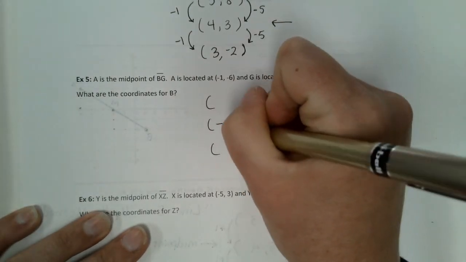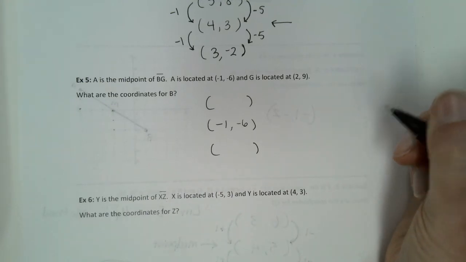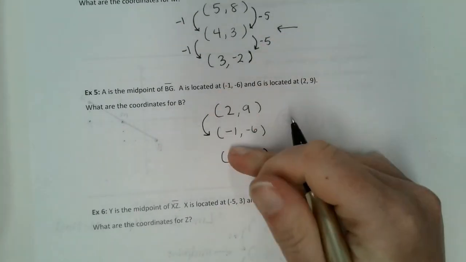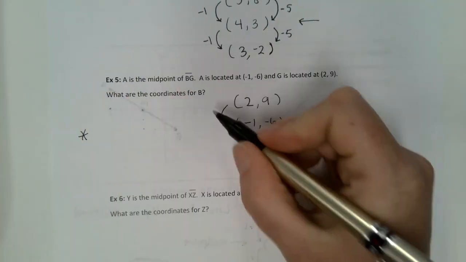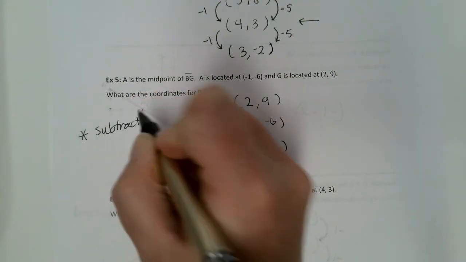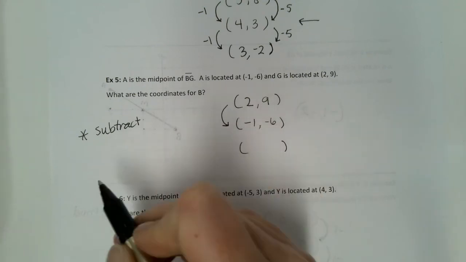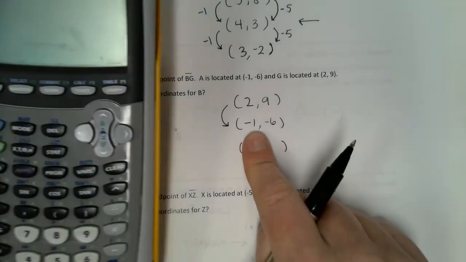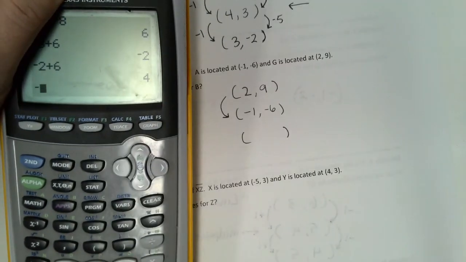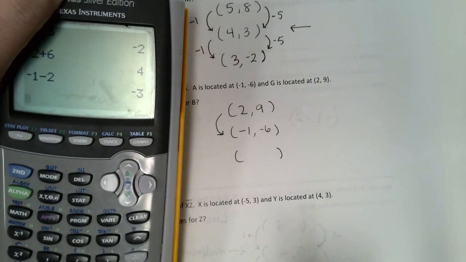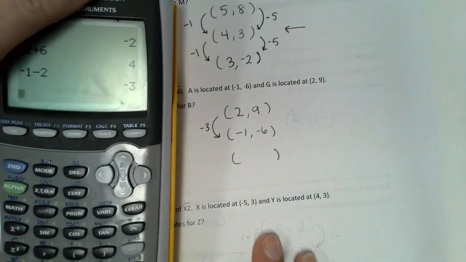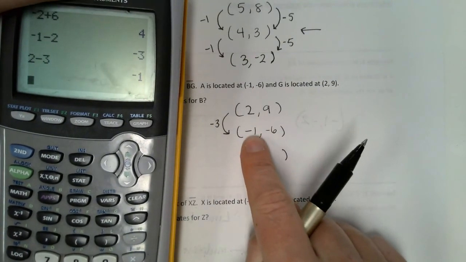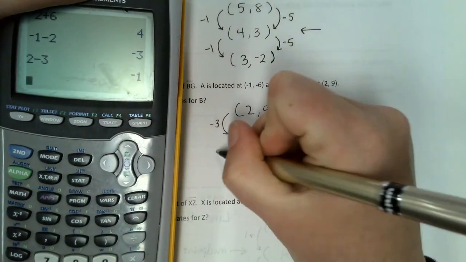Negative 1, negative 6. Okay, then the other point is 2, 9. That goes up here. When you get these negatives involved, I know that gets tricky. To find your pattern, you subtract. What do you subtract? The second one minus the first one. So I'm going to subtract negative 1 minus 2. Negative 3. That means my pattern is 2 minus 3. Check yourself. 2 minus 3, make sure it gives you that. It does. That means this pattern is correct. So continue the pattern of subtracting 3.